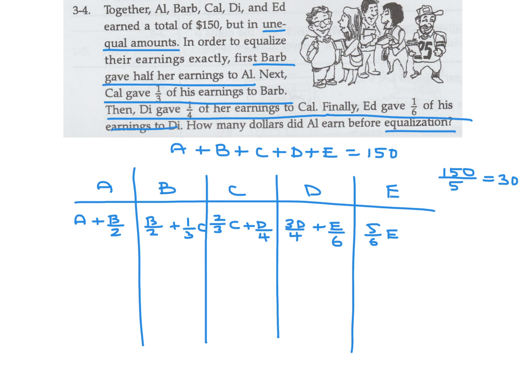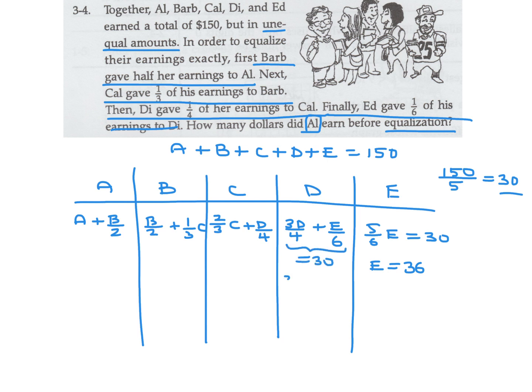And then now all of these have to equal 30, so we have to solve, and eventually we have to solve for A because we want Al's. So we got 5 calculations. So here we go. So this one is 30, so that means E would be 36, I believe. Yeah, 36. If you calculate E. Okay, so sub that into here because this whole thing is 30 also.